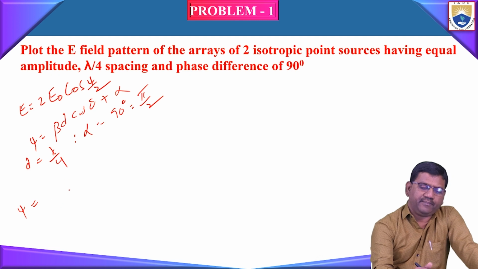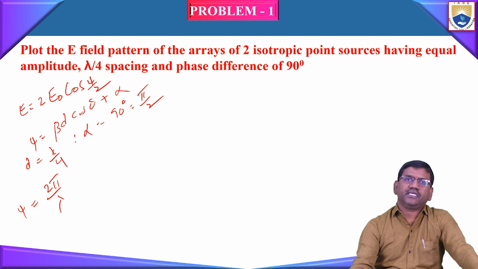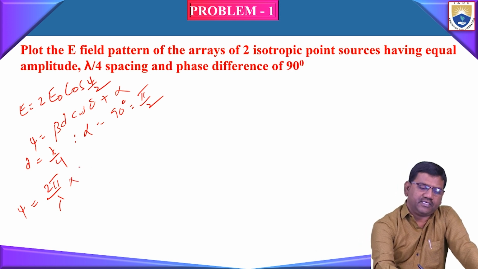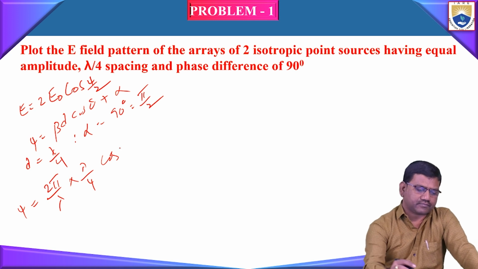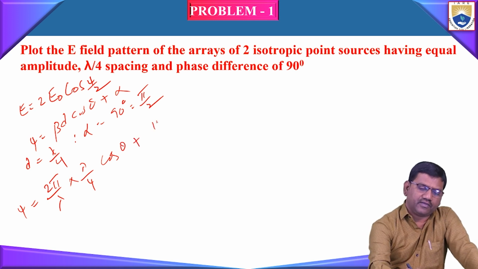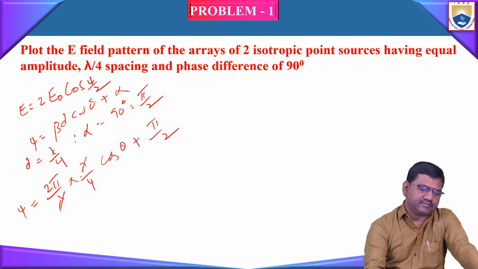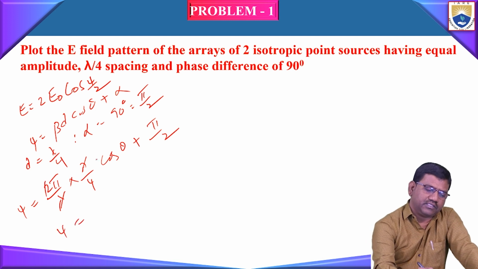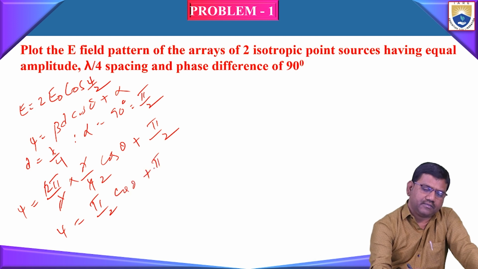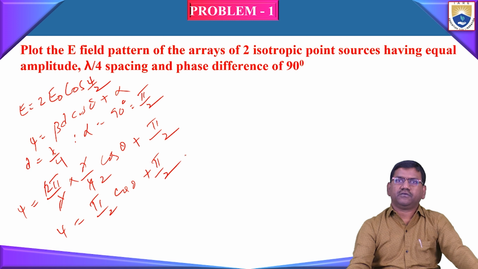Psi is equal to beta d cos theta plus alpha. Beta is the propagation constant, which is 2 pi by lambda, and d is the spacing, lambda by 4, and alpha is pi by 2. Here lambda gets cancelled, and 2 ones are 2, 2 fours are 8, reducing, we get psi is equal to pi by 2 cos theta plus pi by 2.